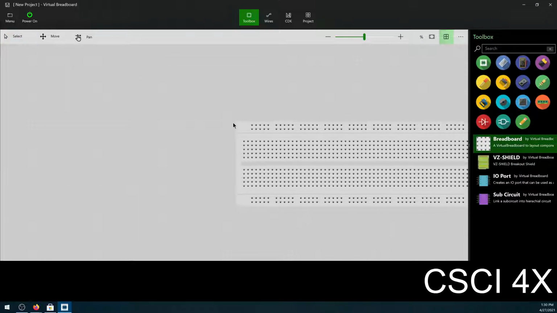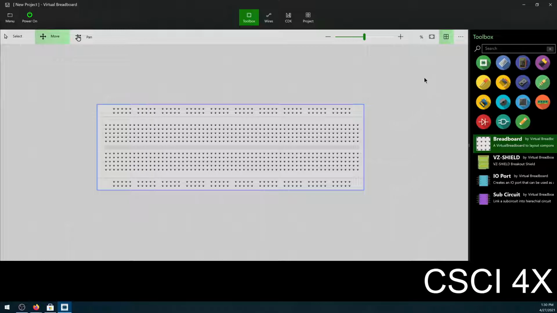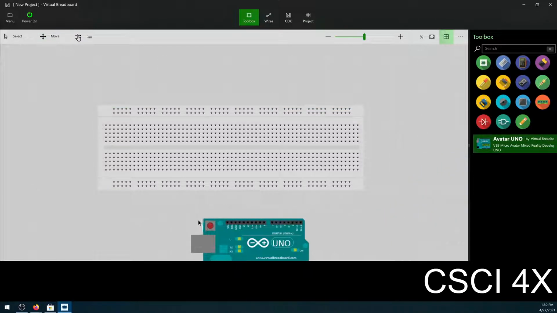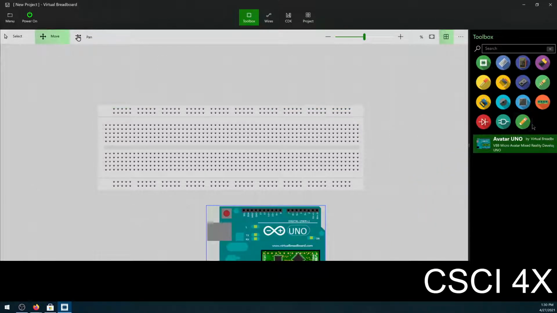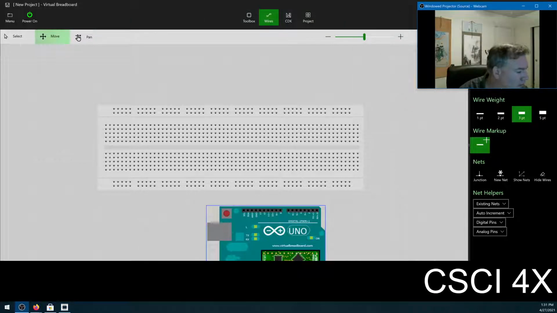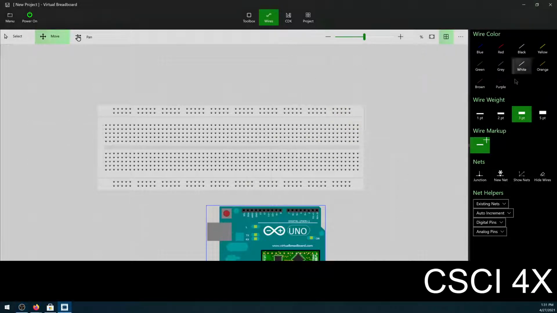Okay, breadboard. Arduino Uno. Alright, let's give you some wiring. How do we wire this? Wires, okay. Alright, so let's wire some stuff up. What do we got here? 5 volts. Where's our 5 volts?